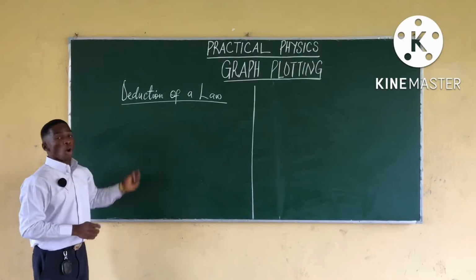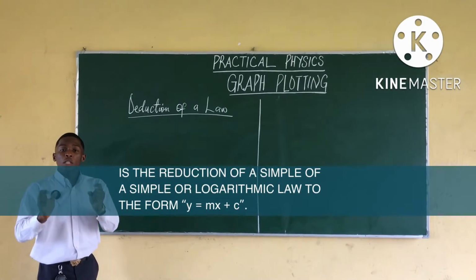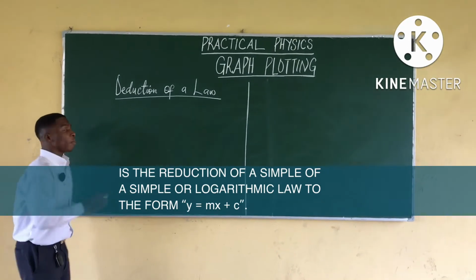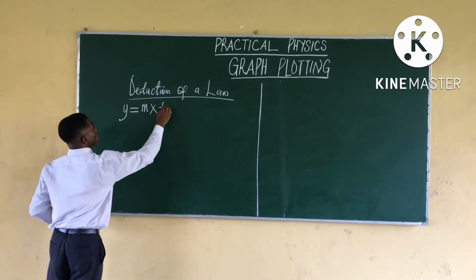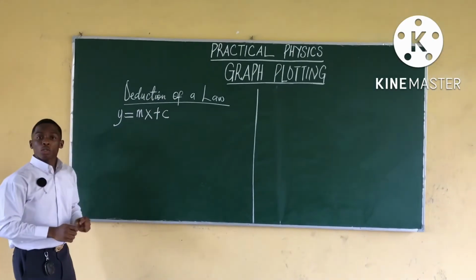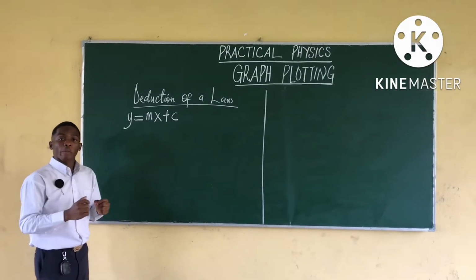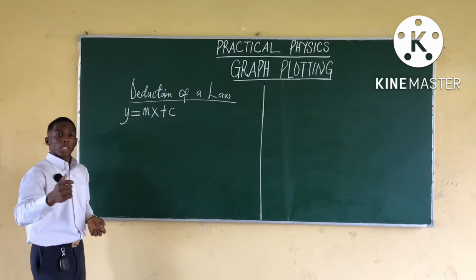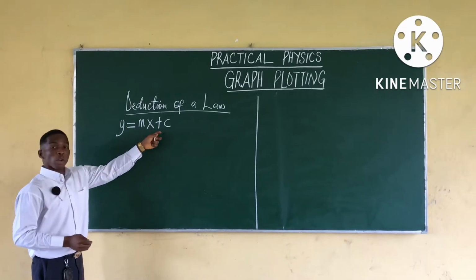Deduction of a law is the reduction of a simple law or a logarithmic law to the form y is equal to mx plus c. That is called deduction of a law.